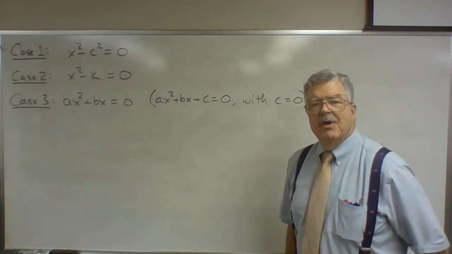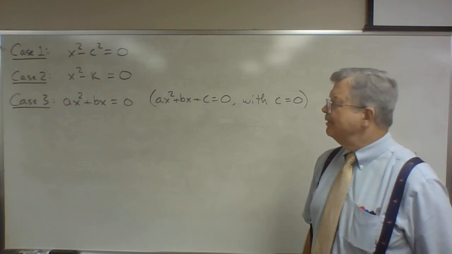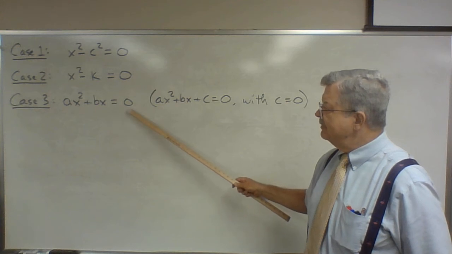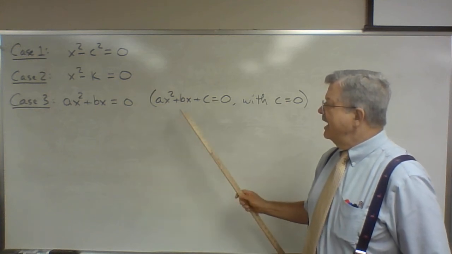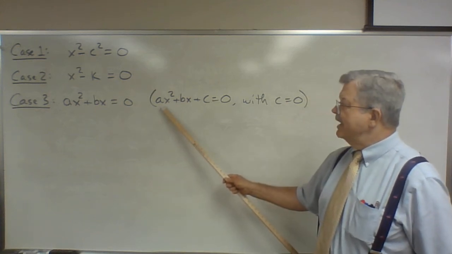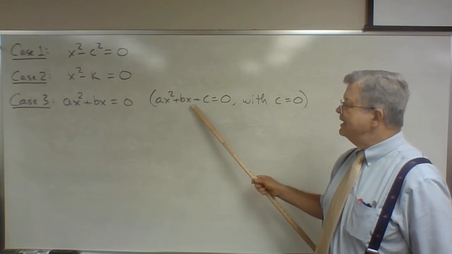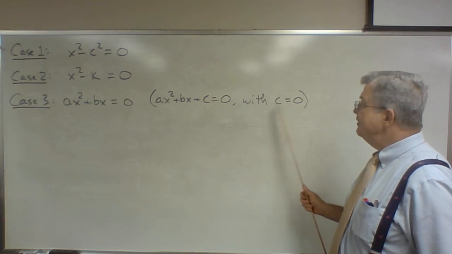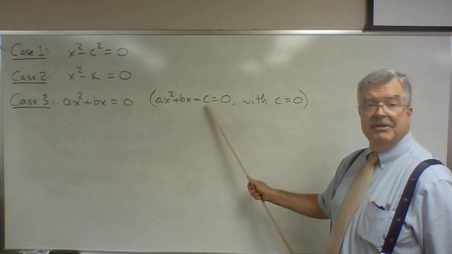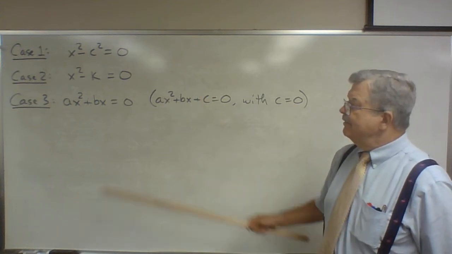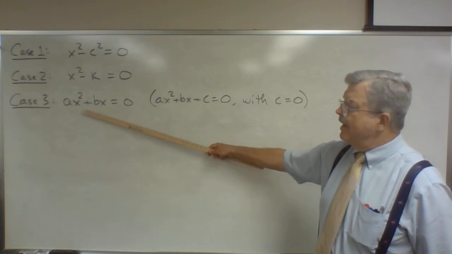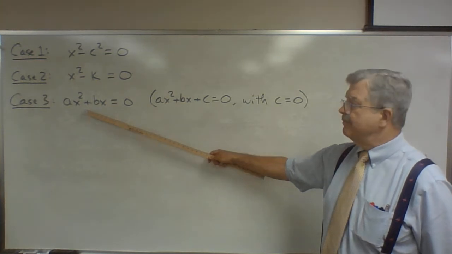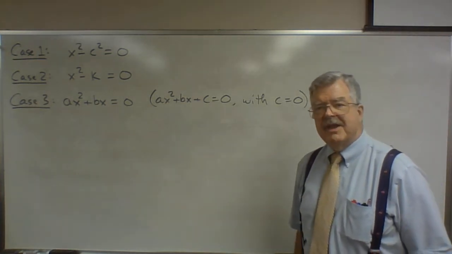The next form or special case that we want to look at is ax squared plus bx equals 0. This is the quadratic equation ax squared plus bx plus c equals 0, where c, the constant term, happens to be 0. So this is the form of a quadratic equation where we don't have a constant term. And here's how we solve it.